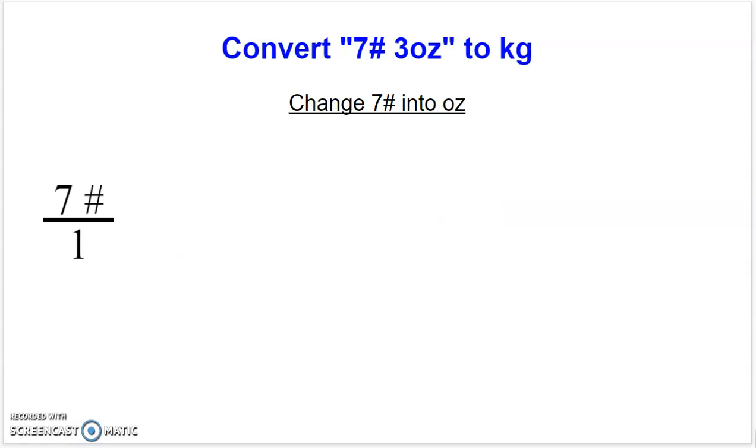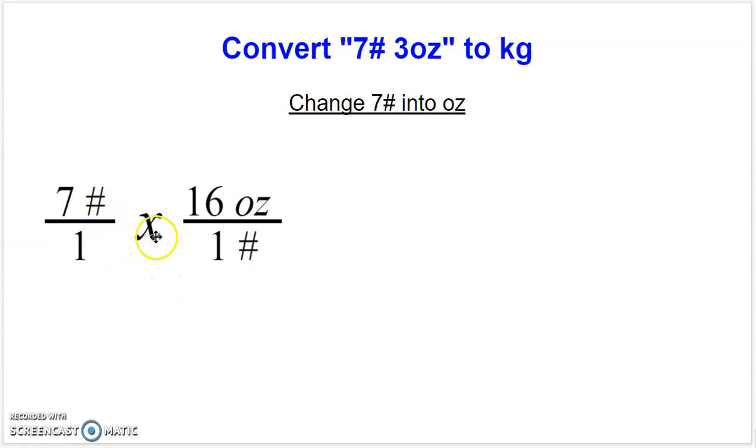So the first thing I do is go through my normal dimensional analysis steps. So I put a 1 under the 7 pounds. Then I look up on my conversion chart, 16 ounces is equal to 1 pound. Remember that I'm putting the pounds on top here, pounds on the bottom here, so that they'll cancel out. Then I cancel the pounds out.